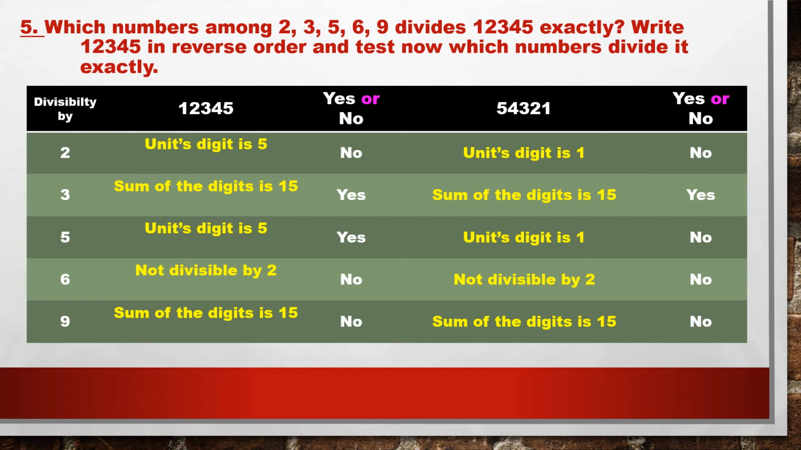For 9, the sum of the digits is 15, but 15 is not divisible by 9, so it is not divisible. Even when you reverse the digits, you will get 15 as the summation, so it is not divisible. To do this, you should compulsorily know the divisibility rules. Clear? If you are perfect with the divisibility rules, then these problems are very easy. So let us go to the next question.